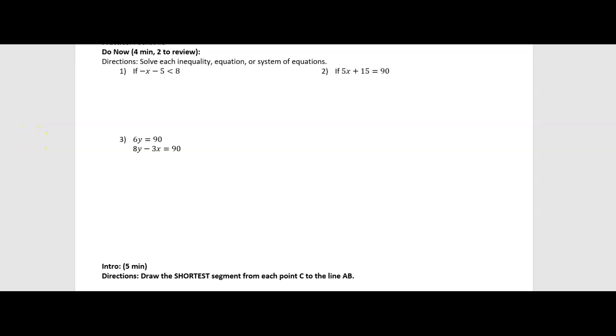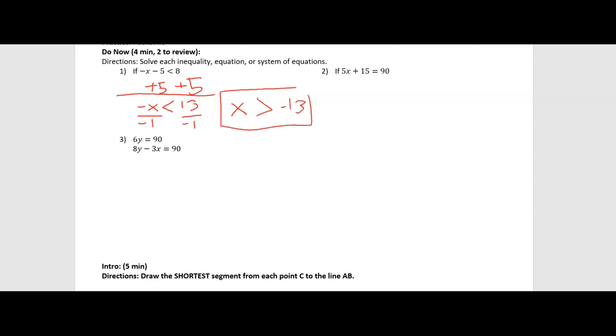All right, so we're going to start off with the inequality. Good news is that for the most part, these inverse operations work the same way they do for equations. So I'm going to add 5 to both sides. I get negative x is less than or equal to 13. And then I'm just going to divide by negative 1. Now, the one difference between equations and inequalities is that if you multiply or divide by a negative number, you have to switch the inequality sign. So if I divide by negative 1, I'm going to get x is greater than or equal to negative 13 for my answer here.